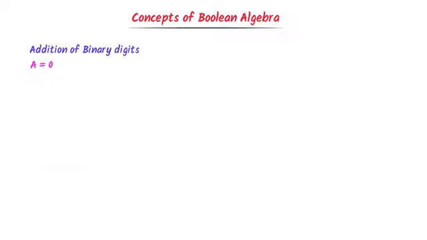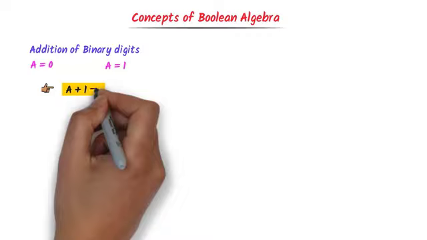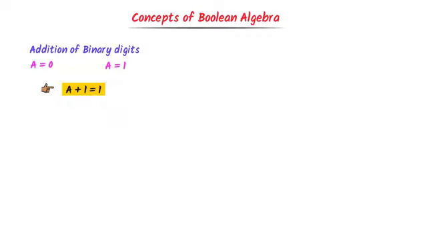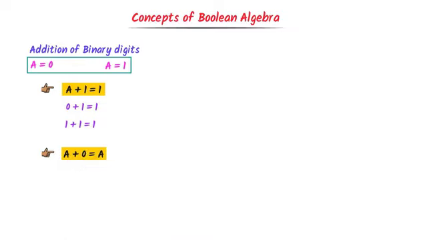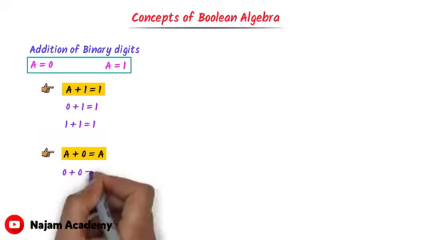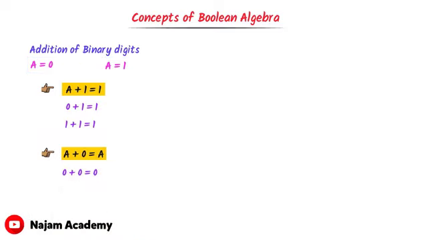Let a is equal to 0 or a is equal to 1. Now a plus 1 is equal to 1. We know that a is equal to 0 or a is equal to 1. So 0 plus 1 is equal to 1 or 1 plus 1 is equal to 1. Secondly, a plus 0 is equal to a. So 0 plus 0 is equal to 0 or 1 plus 0 is equal to 1.